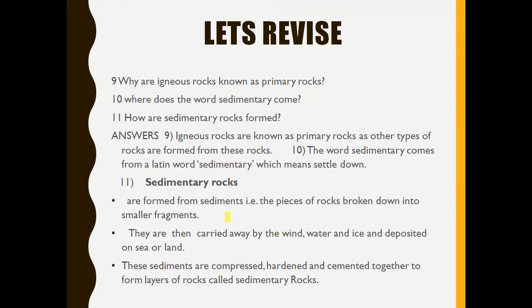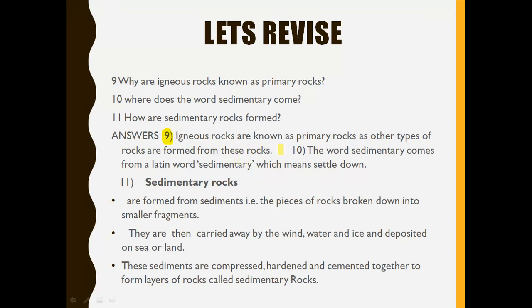Now, they are known as the primary rocks as other types of rocks are formed from this. So this is question number 9 that we are doing, right? They are called primary rocks, as other types of rocks are formed from these rocks.